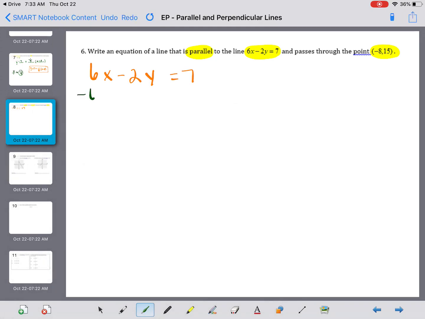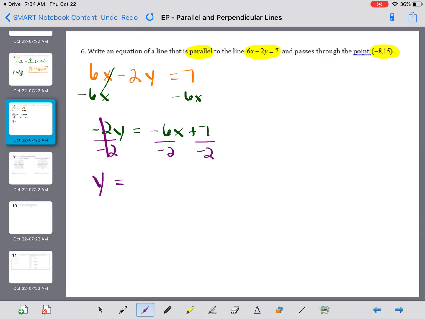So I'm going to move this 6x over. So we get negative 2y is equal to negative 6x plus 7. To get y by itself, we're going to divide by negative 2. And we're going to divide everything by negative 2. So you get y is equal to 3x minus, you can write as negative 3.5 or leave it as negative 7 over 2. It's okay to have a decimal there.